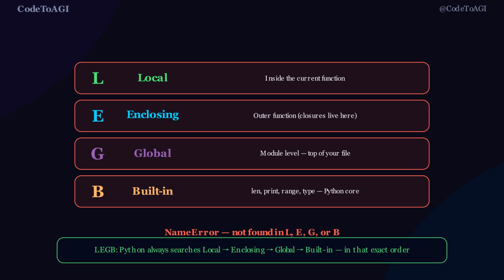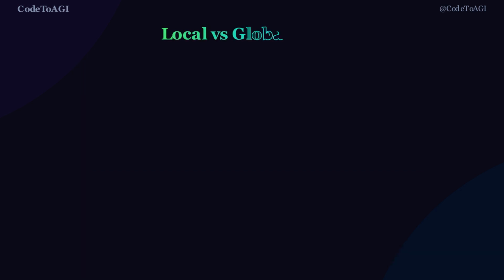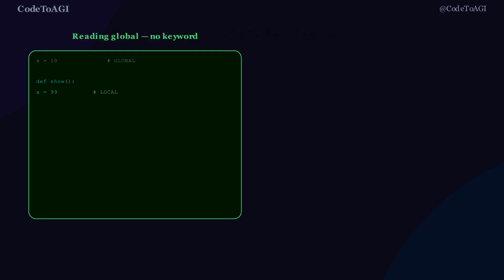This rule explains every confusing variable behavior you have ever seen in Python. A local variable shadows a global with the same name. A nested function can read from its enclosing function. LEGB is the map to every scope question in Python. Let's see local and global scope with live code.